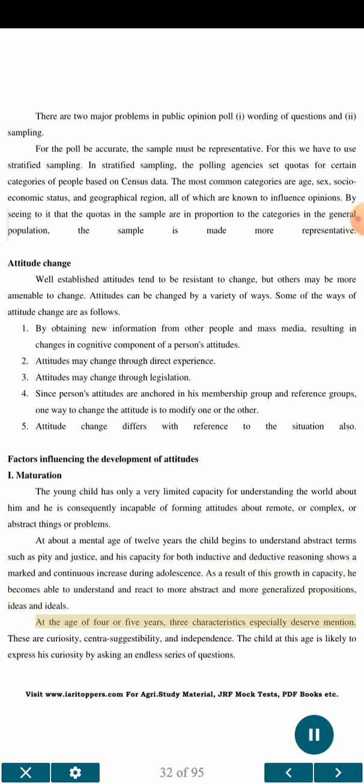At the age of 4 or 5 years, 3 characteristics especially deserve mention. These are curiosity, suggestibility, and independence. The child at this age is likely to express his curiosity by asking an endless series of questions.